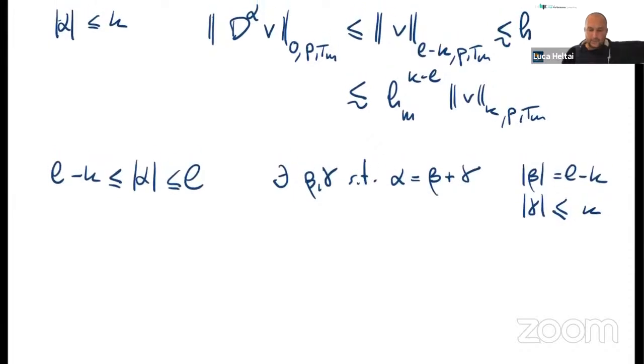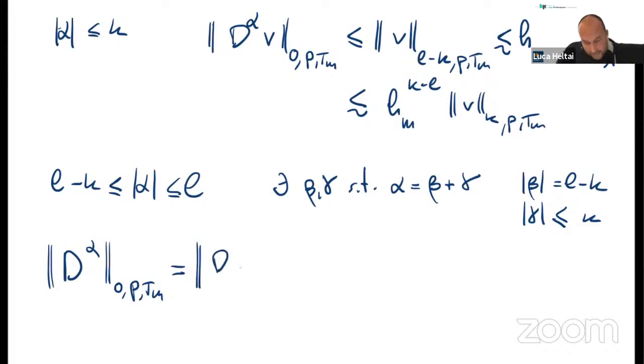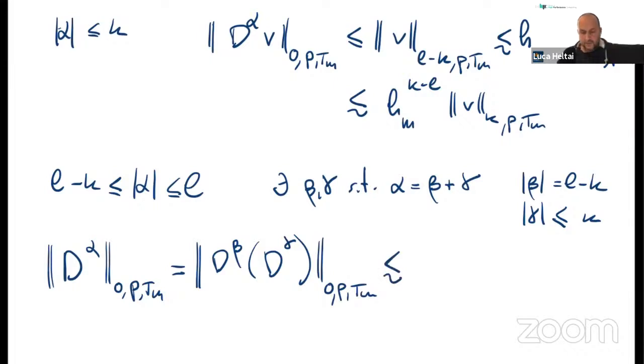So if you have this, then you split basically the derivatives that you have above into two separate derivatives. So instead of writing the alpha directly and then estimating the alpha 0 PTM, what you do is you write that as the beta applied to the gamma, because you have that beta plus gamma is exactly equal to alpha, and then you measure this in PTM. And since you've already done the estimate above, then this is smaller or equal than the norm of beta gamma. And here you can actually write L minus K, because you have that beta is equal to L minus K.